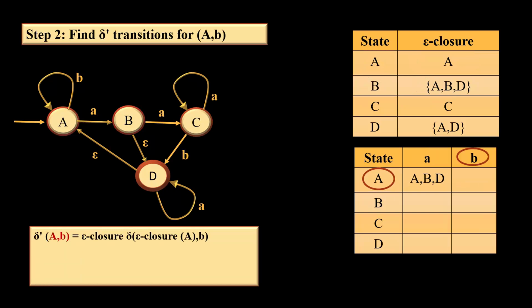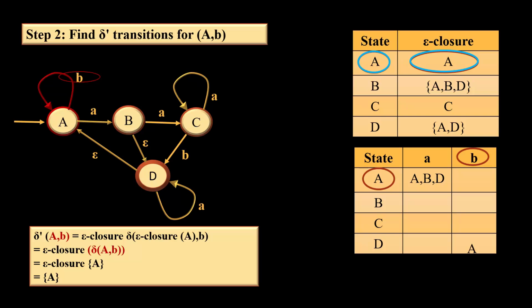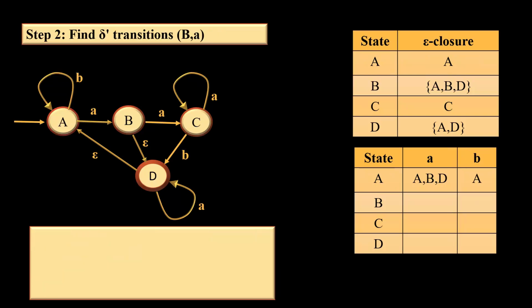Next we move to A, comma B. We will take epsilon closure of A, that is A itself. We will check the entry in the NFA for transition of A on B. We get a self loop of A, so that means it is epsilon closure of A, which is A. So A, comma B will give us A.